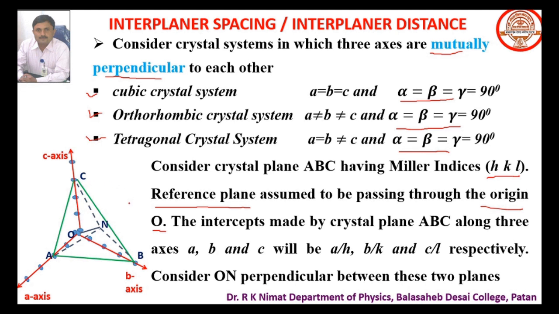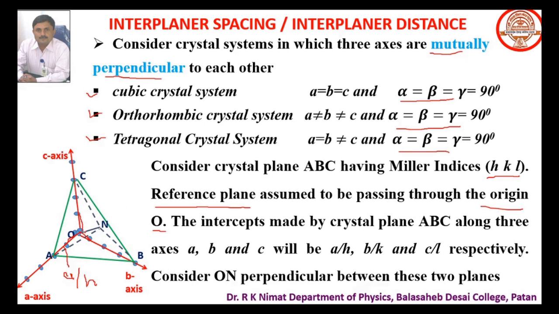Obviously, the lattice constant along the a axis will be a, along the b axis will be b, and along the c axis will be c. So a, b, c will be the lattice constants along the a axis, b axis, and c axis respectively. And therefore, the intercepts made by the crystal plane ABC along the a axis, b axis, and c axis will be a by h, b by k, and c by l respectively.